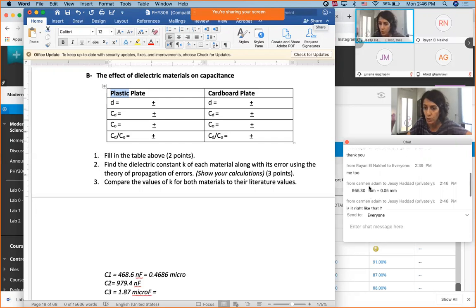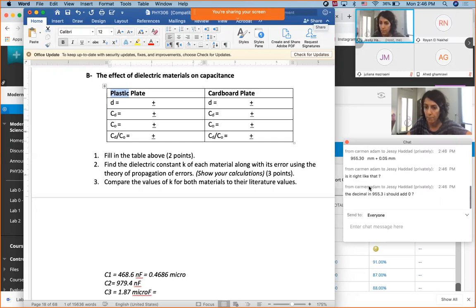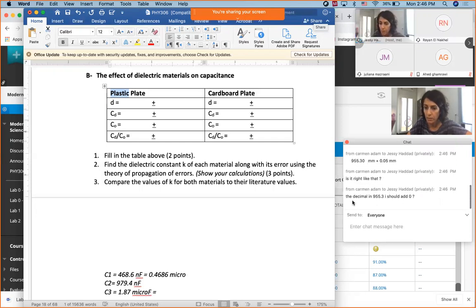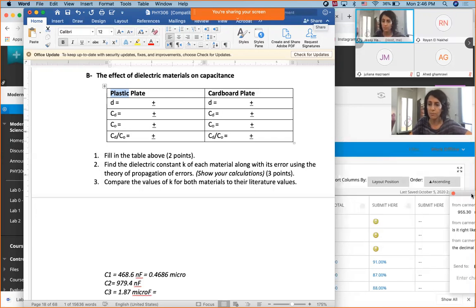For me, it looks good. The decimal, I should add a 0. Yes, you have to add a 0. All right. Okay, so what else?